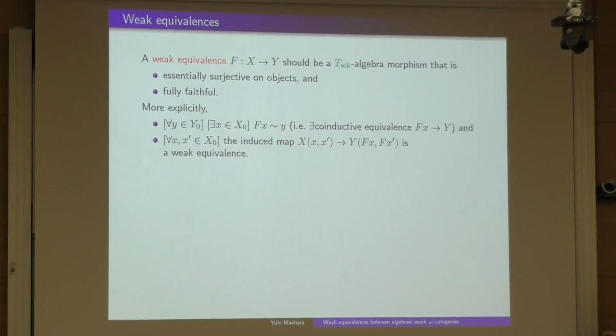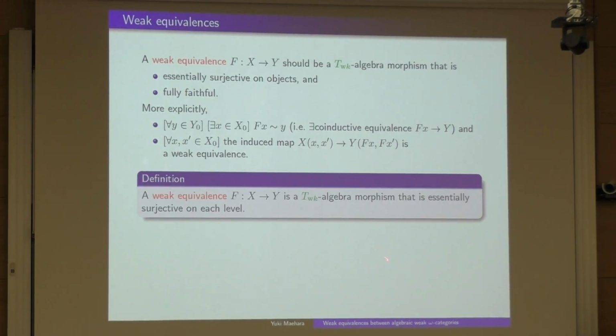So you just keep doing that, and what you get is that a weak equivalence is an algebra morphism that is essentially surjective on each level. So F itself is essentially surjective on objects, but also all the induced maps between the iterated homs are essentially surjective on objects. So that's what we take as the definition of weak equivalence.